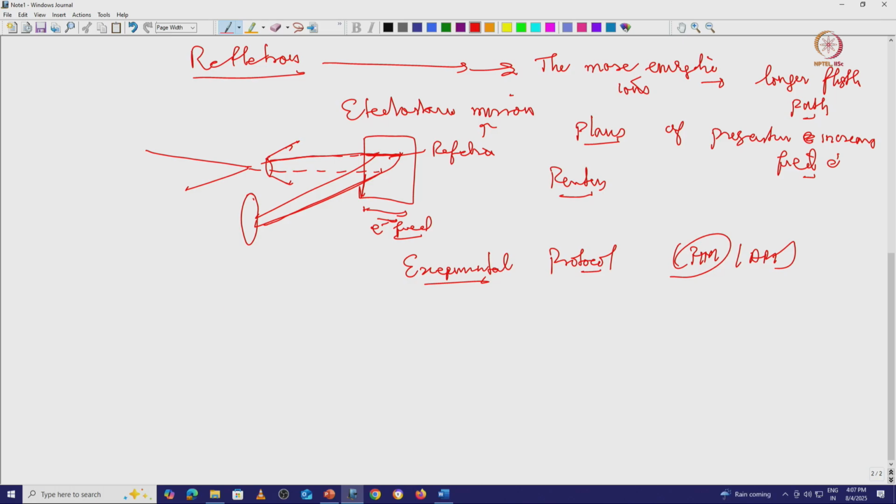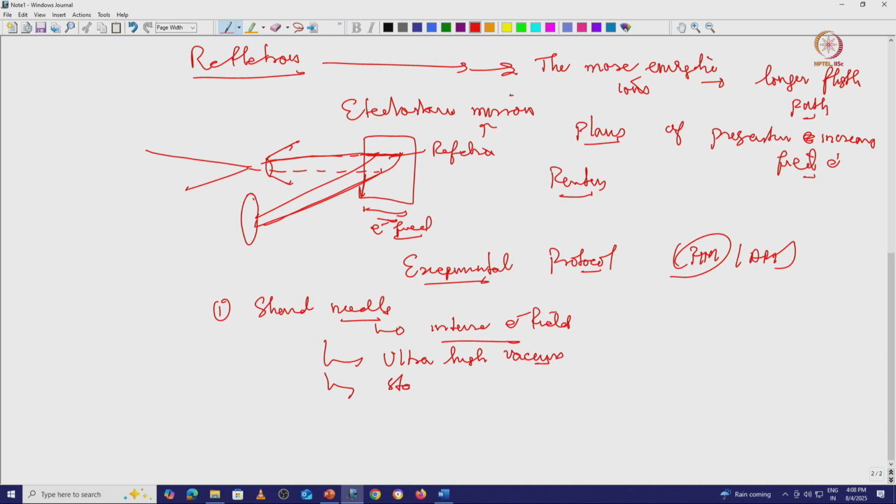First, there should be a very sharp needle that creates an intense electric field. The chamber should be ultra high vacuum, and the specimen stage should be cooled down to cryo temperature, about 20 to 80 Kelvin. We'll come to the importance of temperature in coming time.